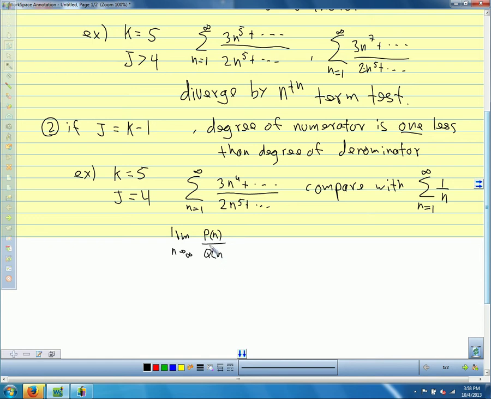p of n over q of n, divided by 1 over n, so I'm going to multiply by n. Well, when I multiply the numerator by n, that increases the degree of the numerator, so then the degrees of the numerator and denominator are the same. And when I take that limit, I just get the ratio of the leading coefficients, which is finite and positive. So that's going to be greater than 0 and finite. So this would diverge by limit comparison.